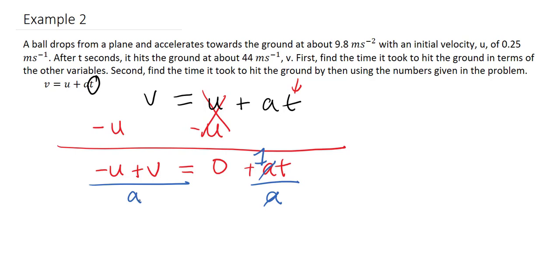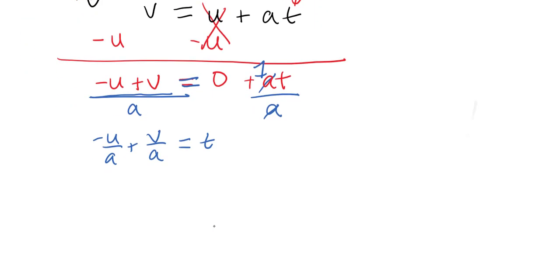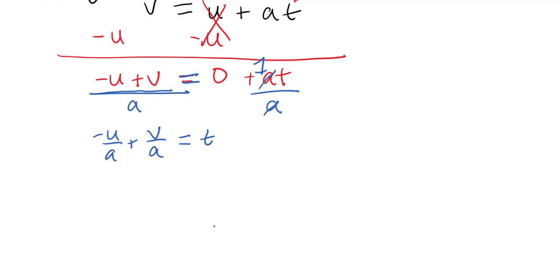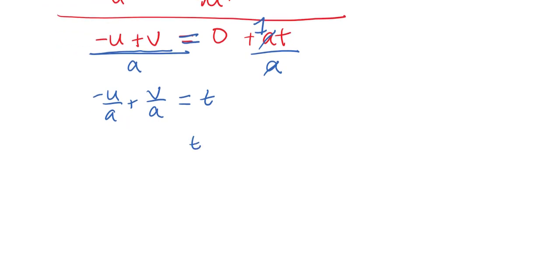So there's two ways you can do it. You can leave it like this, where you just divide negative u plus v all over a, or you can go like this. Both of these mean the same thing, so you can also show it as t is equal to negative u plus v over a. This is the same thing.